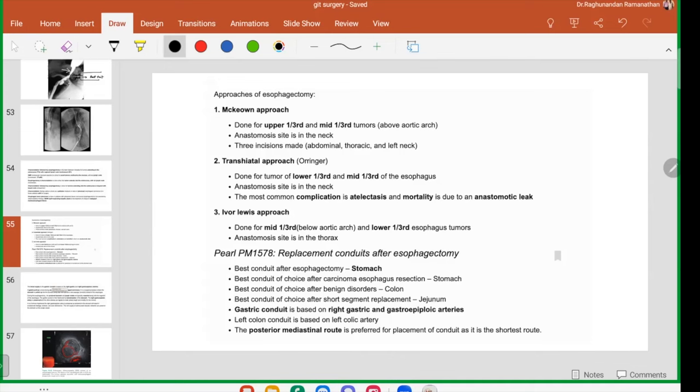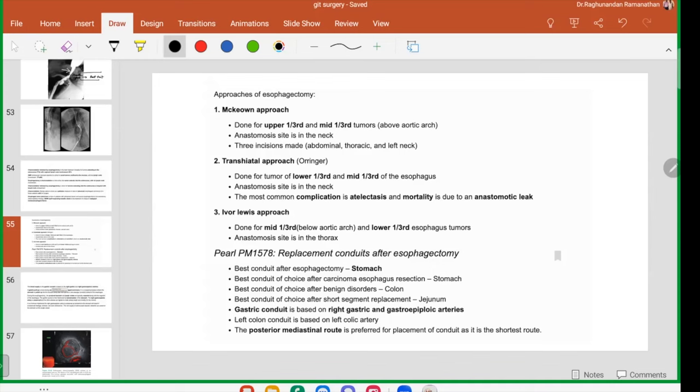The next question that is asked commonly is, what is the best conduit after esophagectomy? It is the stomach. If they ask about the best conduit after carcinoma esophagus resection, it is the stomach. But what is the best conduit after a benign disorder? No, it is not the stomach, it is the colon. The best conduit of choice after short segment replacement is the jejunum.